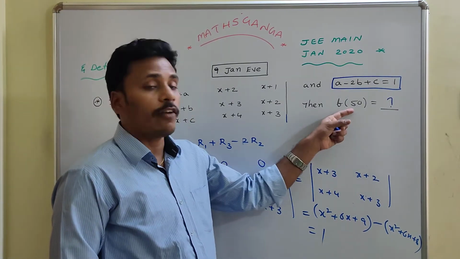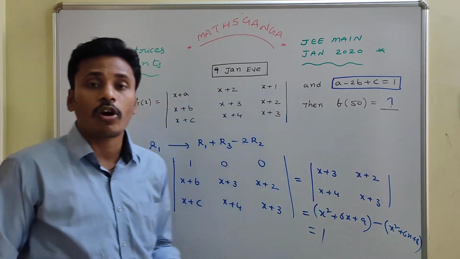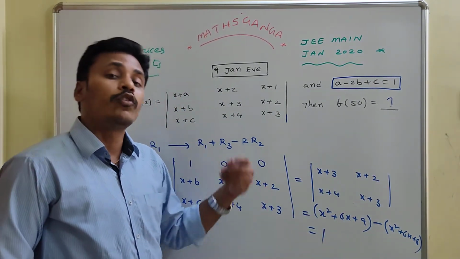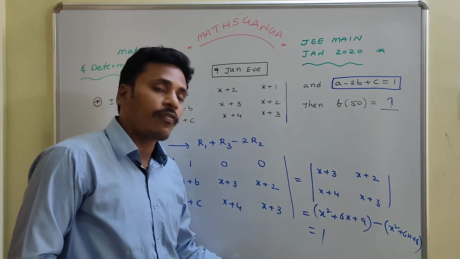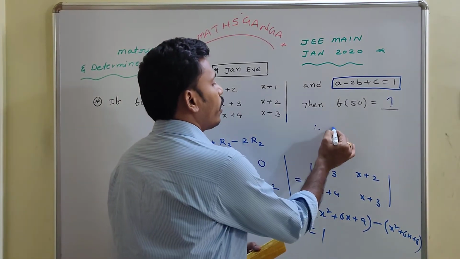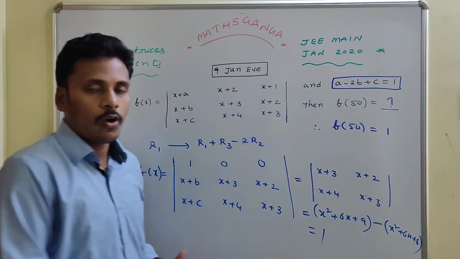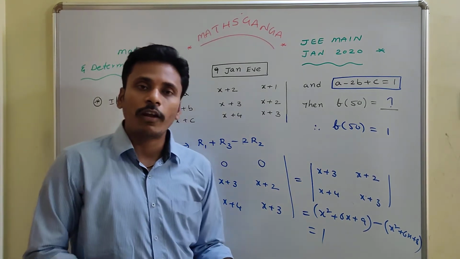F of x is 1 now for all the values of x. They ask us to find f of 50. F of x is equal to 1 for all x. Okay, x is not involved in this situation. If you take any value in the place of x, always you will get 1 only. So f of 50 value is also 1. At the end, your answer for this problem is what? 1.